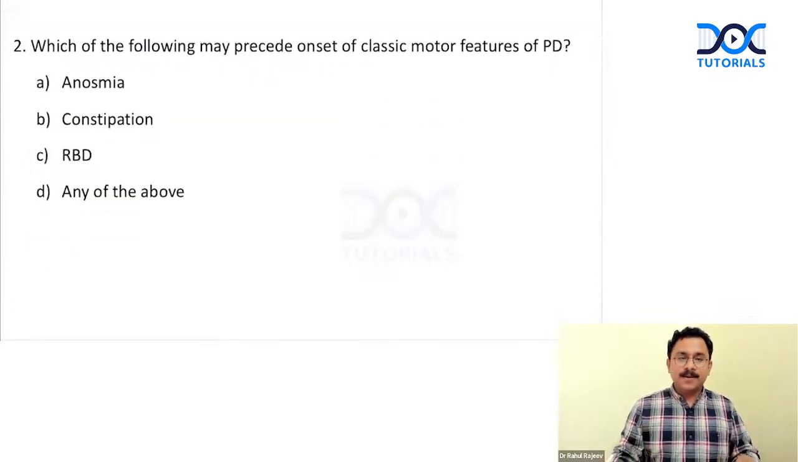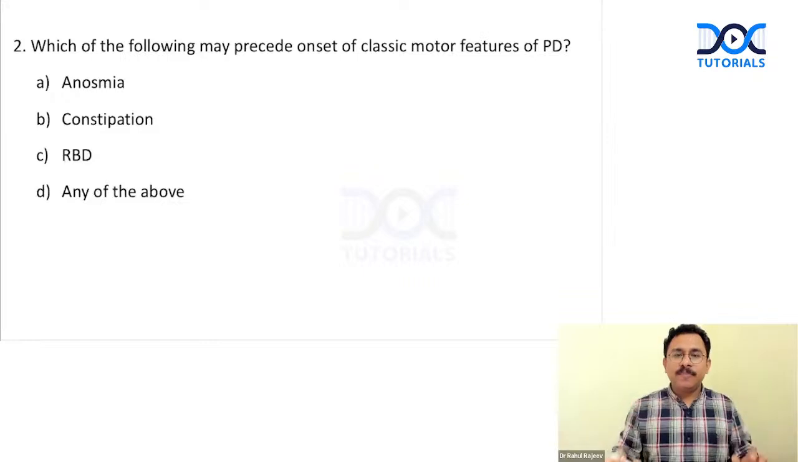Question number 2. Which of the following may precede the onset of classic motor features of Parkinson's disease? So you've got to understand the evolution of symptoms in Parkinson's disease. See, many a times patients are diagnosed with Parkinson's disease once they present to the clinician with slowness while walking, tremor, all those features which you already know about. But please understand that much before the evolution of these classic features of Parkinson's disease, neurodegeneration happens.